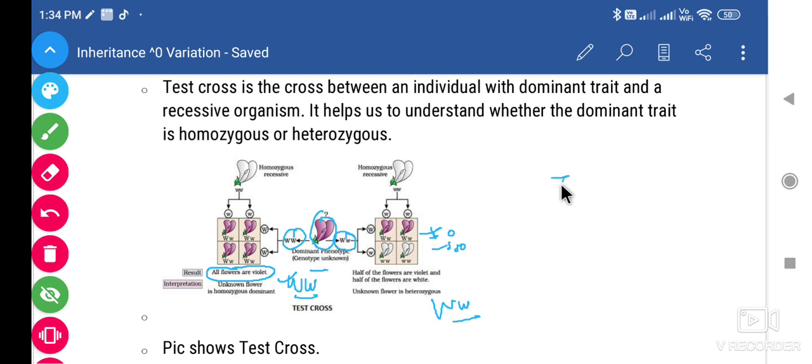So like this, the test cross is used for determining the genotype of any unknown phenotypic plants. Okay, that's all about it in this video.